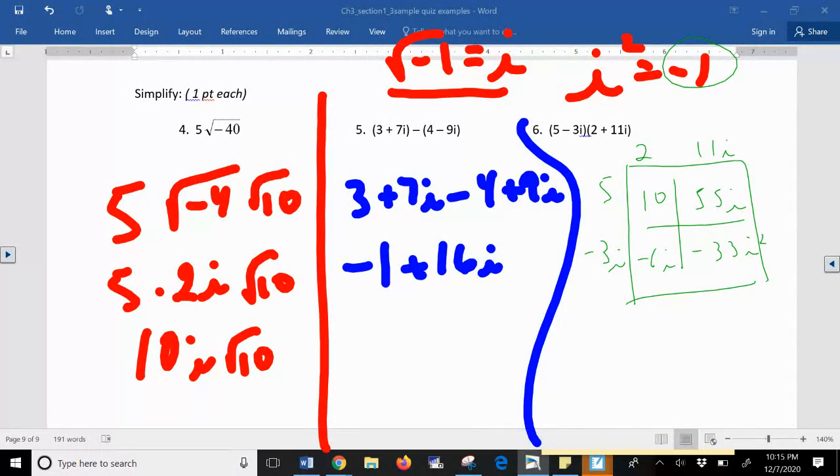Remember that -1 is the same as i squared. So this -33i squared is the same as -33 times -1, which is +33. Now, combining like terms, they're along the diagonals. 10 plus 33 is 43, and 55i minus 6i is 49i. So that's our final answer, 43 plus 49i.